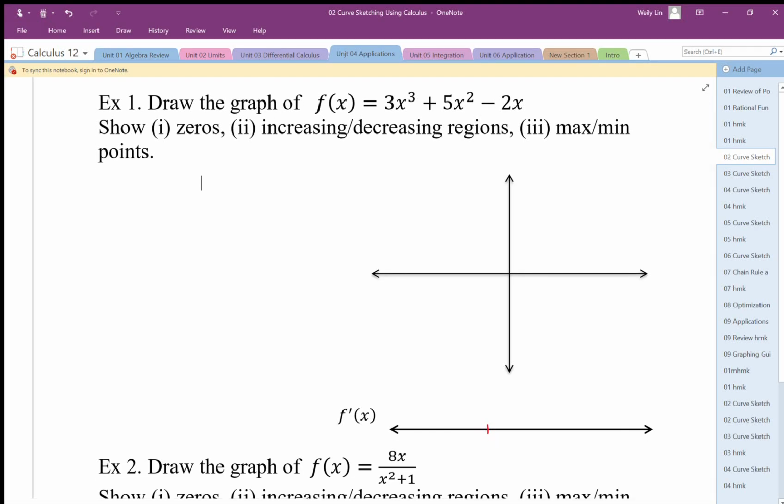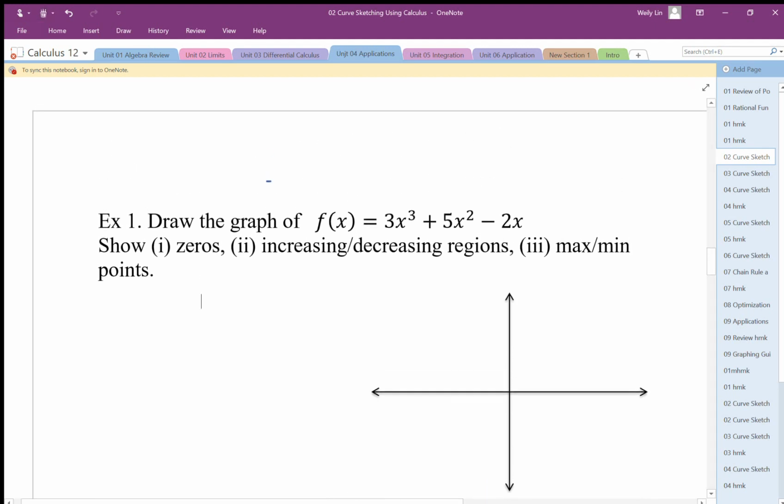Okay, so graphing these polynomial functions, we're going to still do the same things that we did before. We want to find out the zeros, but now we're going to include finding the max and min points and inflection points. In this case, no inflection points, but we're going to use calculus to find max and min points. So we're still going to do the same thing as before.